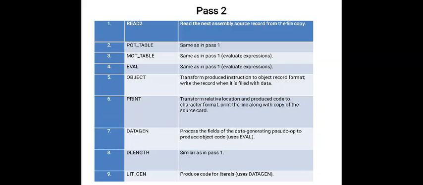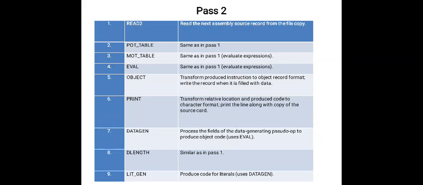Other than those, we have another function called object. This object function will transform the produced instruction to object record format and write the record when it is filled with data. So this is the task done by the object function. The next function is print. It transforms relative location and produced codes to character format and prints the line along with the copy of the source code. So this is frequently used in our designing.